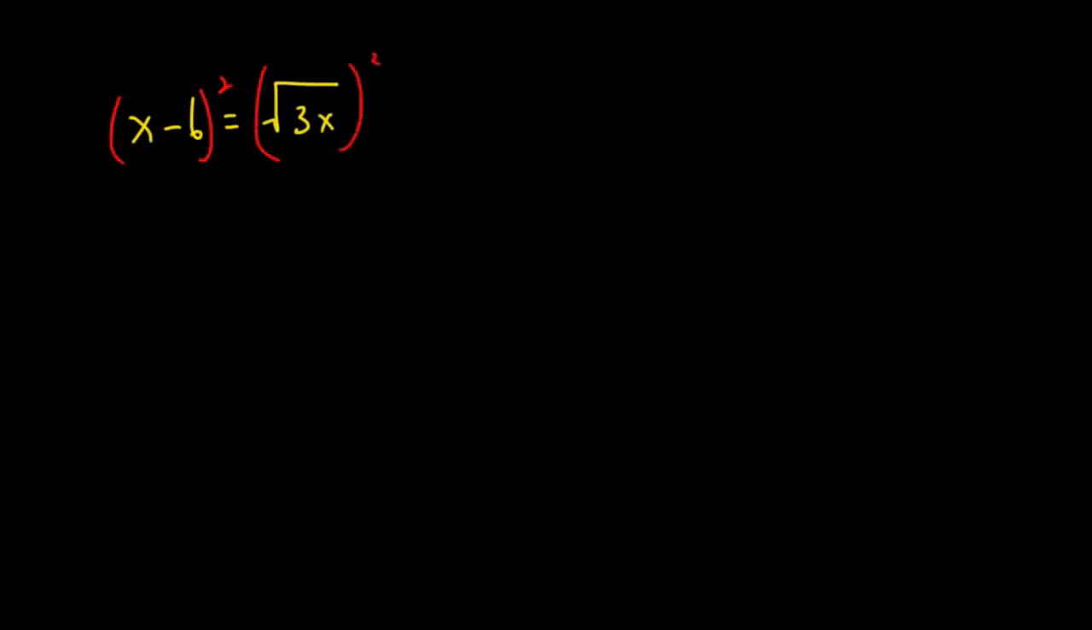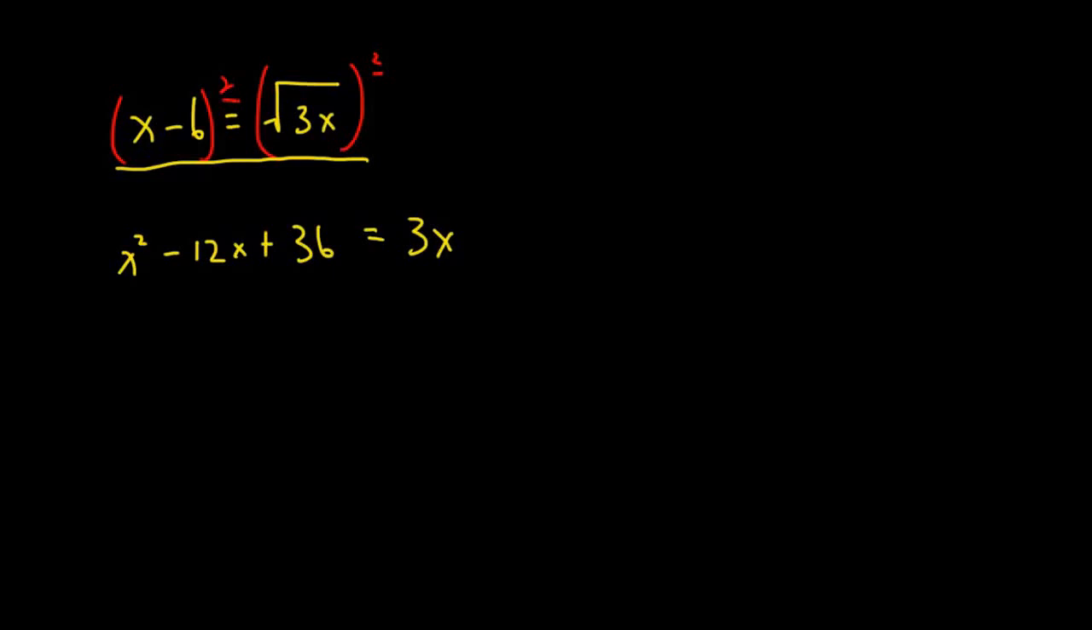Okay, so square both sides. That would be x squared minus 12x plus 36 equals 3x. Okay, now remember how I told you that you will have two solutions and then you have to verify it by substituting it back to the original equation, which is this one. Now the reason you need to do that is because you are now squaring both sides, and by doing that you are generating two solutions.